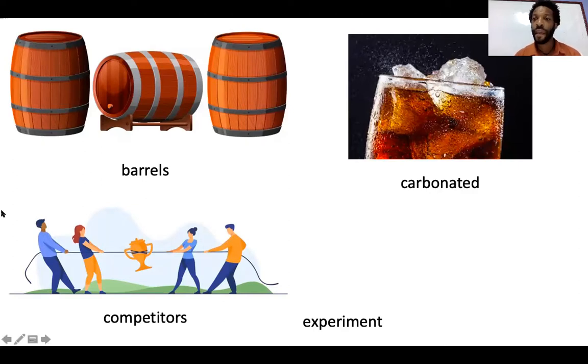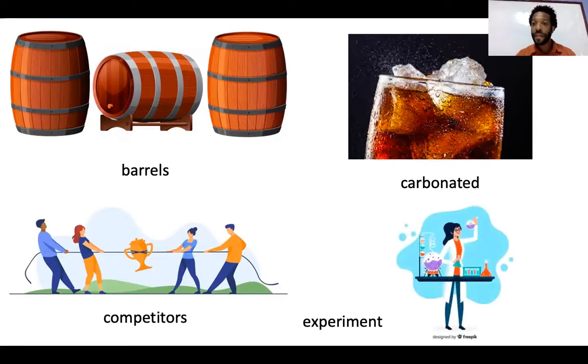Next, experiment. An experiment is when we mix something together and we don't know exactly what we're doing, but we mix the chemicals together to get a different chemical. And this is called an experiment, combining things together to get something new.